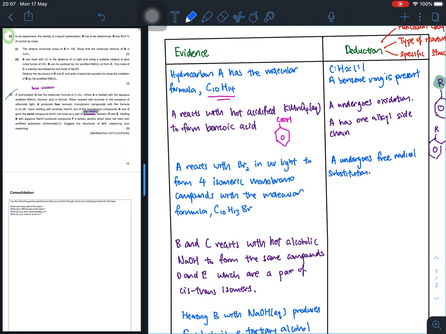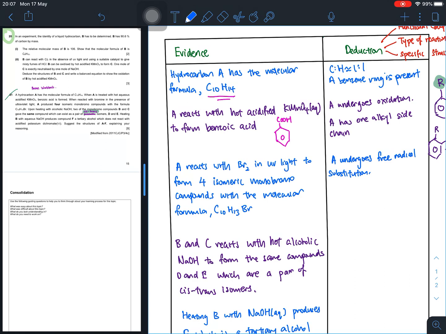Okay, because of the UV light. And since it forms 4 isomeric monobromo compounds with the molecular formula of C10H13Br, it gives us a hint that the hydrogens on the side chain are actually different types, meaning that when the hydrogens are being substituted, they give different products.